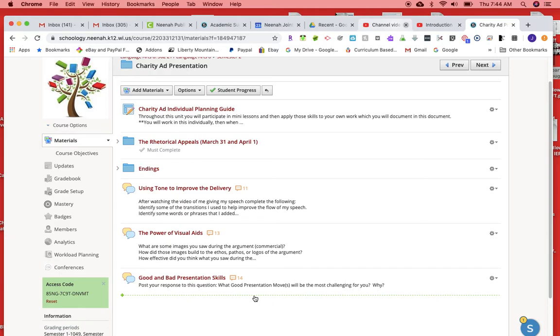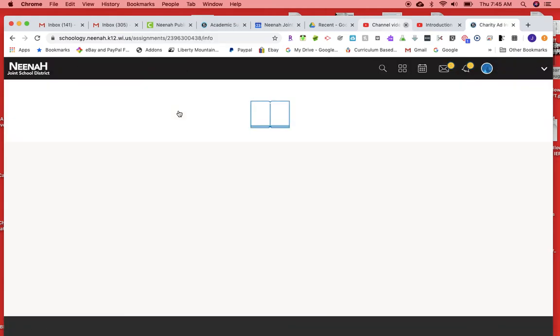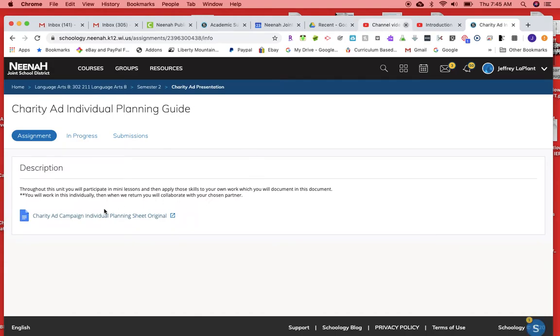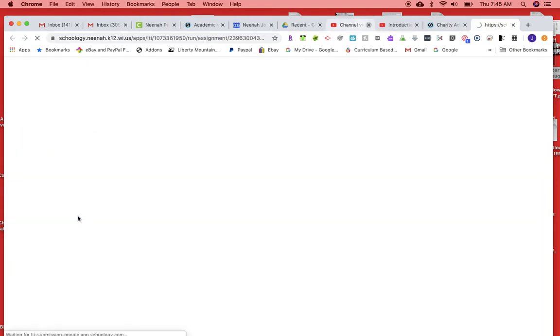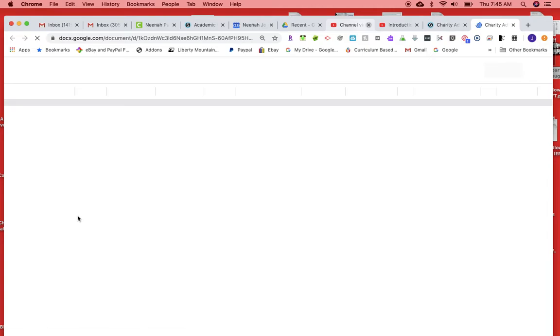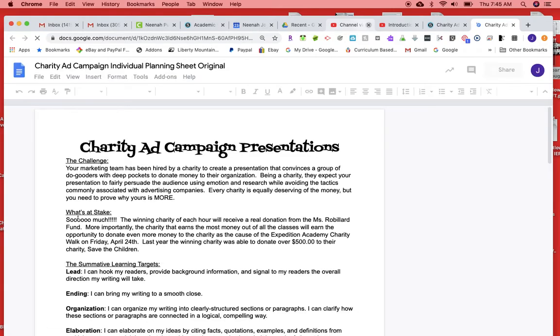So your goal of this is to select a charity that you want to try to convince others to donate towards. And that's what essentially this is. So you're going to click on this charity ad individual planning guide. This is the sheet that you're going to be using all throughout. So let's take a look at this.